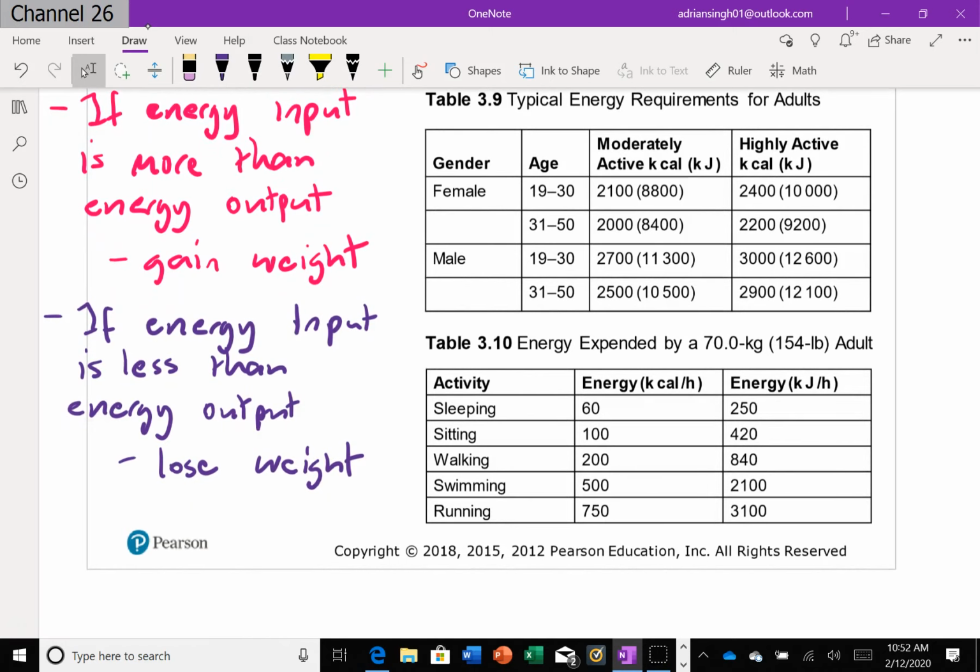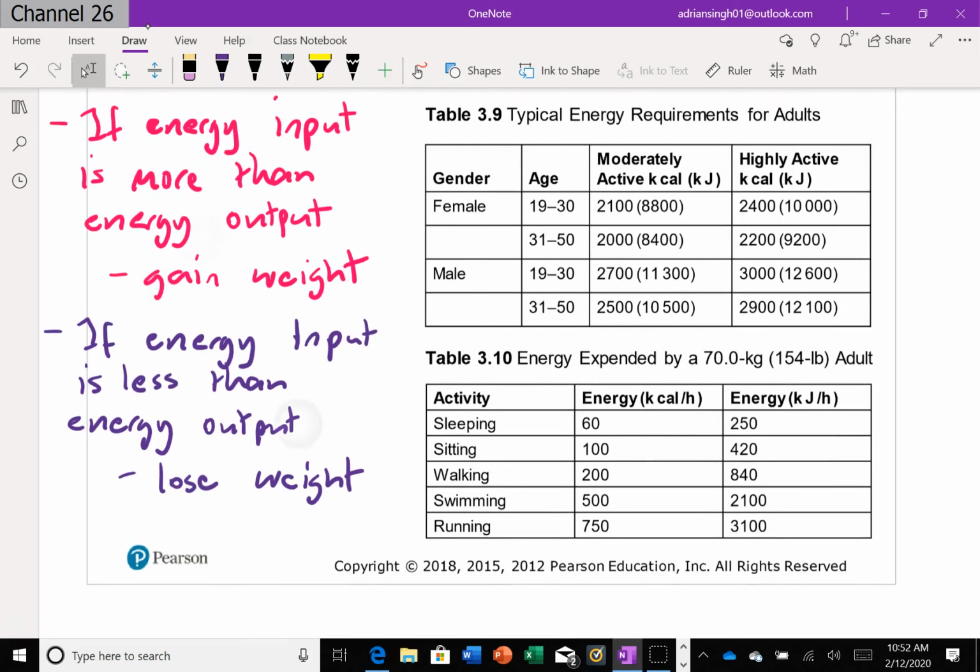All right, and on the right side here you have some typical guidelines and energy requirements. I think these are from the FDA, or the Food and Drug Administration, for how much energy you would typically need if you were a male or a female in a particular age group. Again, these are average values. Depending on your metabolism and how easily you burn calories, this may vary slightly, or maybe more.